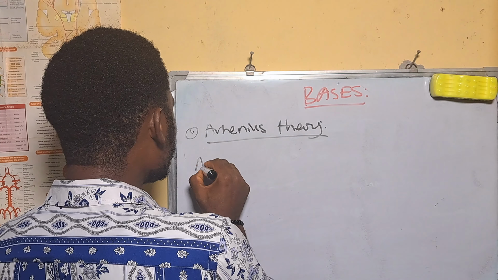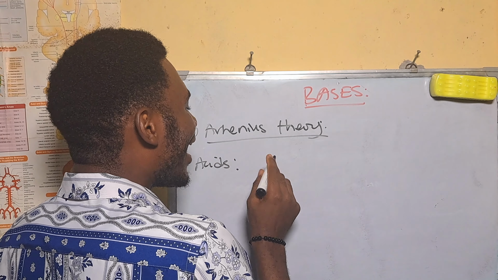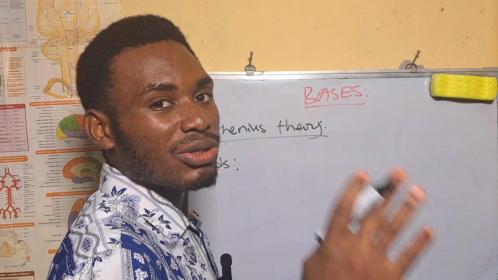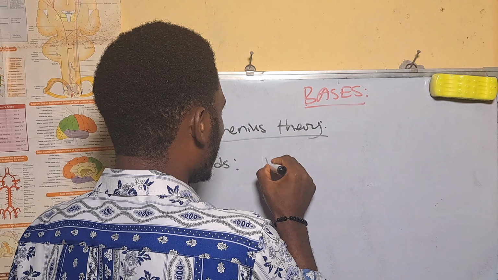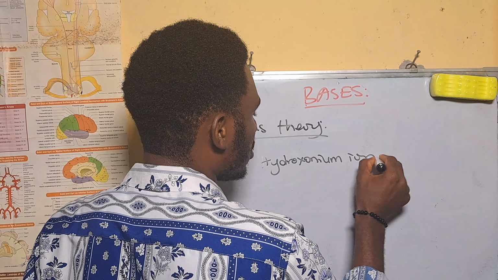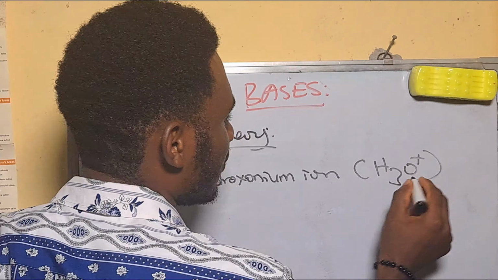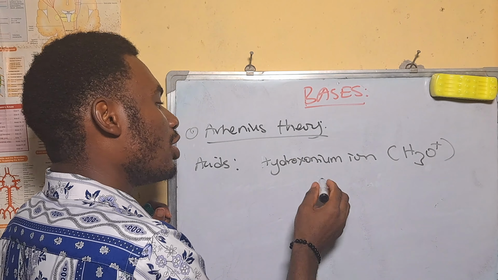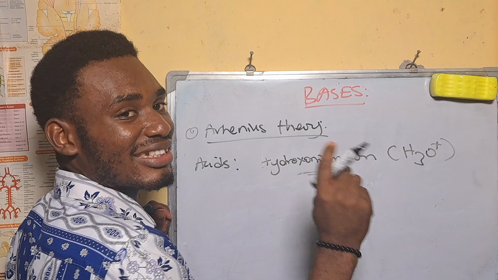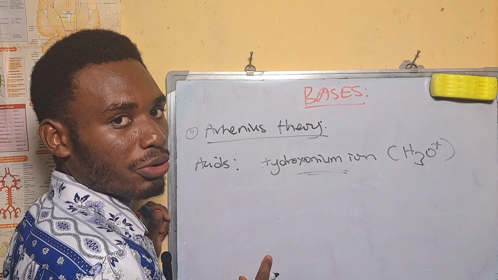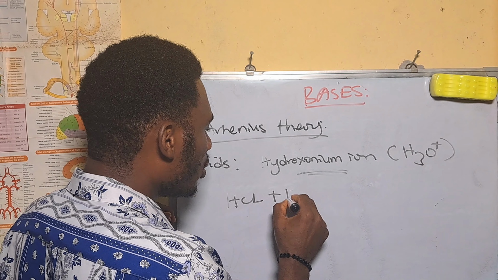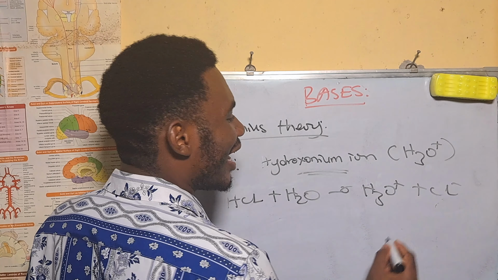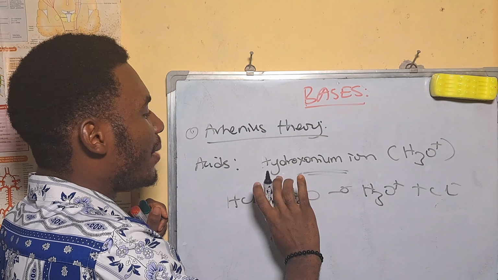Arrhenius theory. So the Arrhenius theory describes an acid as a substance that reacts in water to produce hydroxonium ion. And the ion is denoted as this. This is the hydroxonium ion. So any substance that dissolves in water to produce this hydroxonium ion is an acid, according to the Arrhenius theory. So HCl, which combined with water, will give you hydroxonium ion plus chloride ion. So this is the theory of acid based on what?